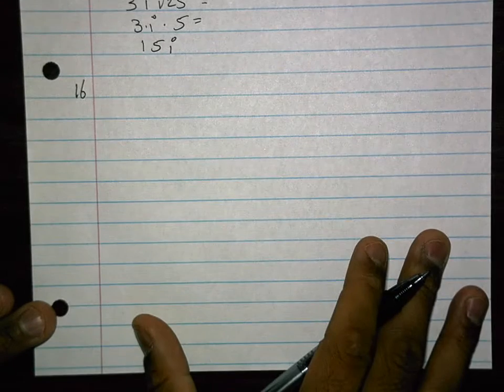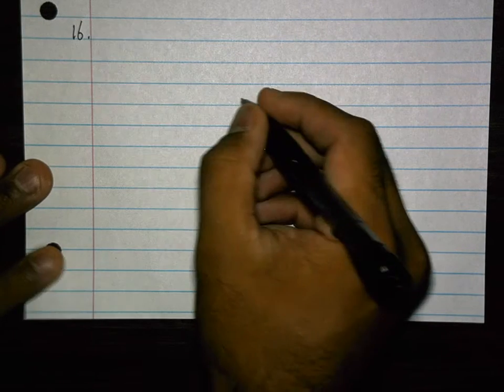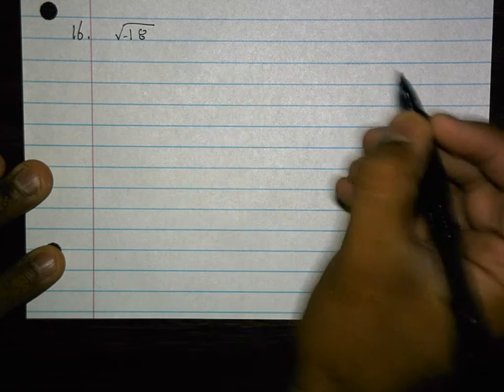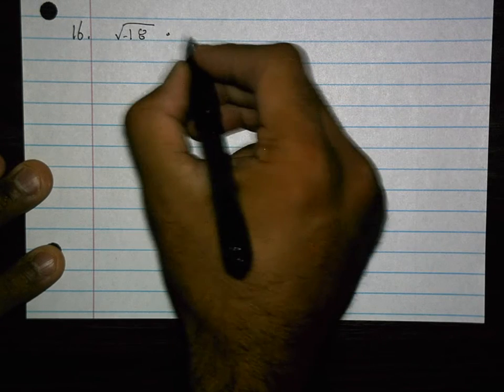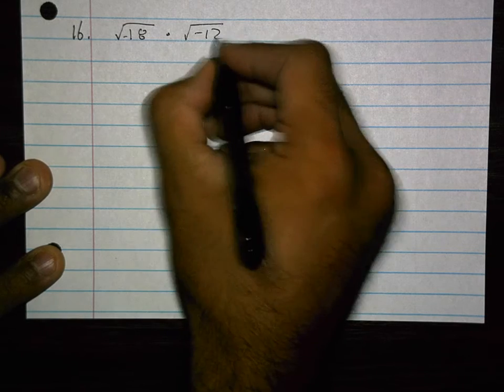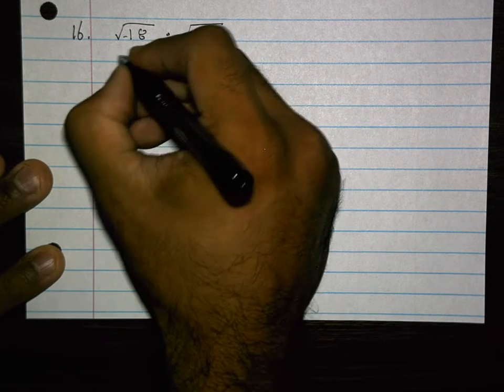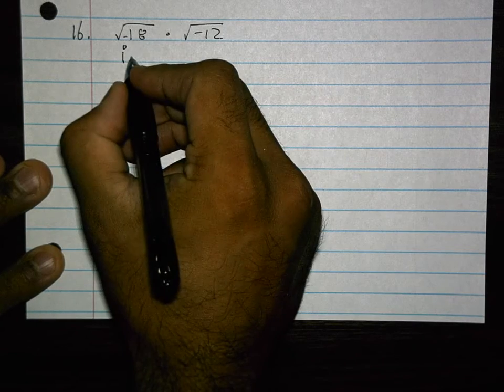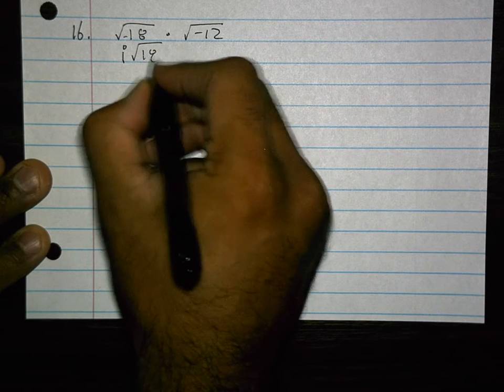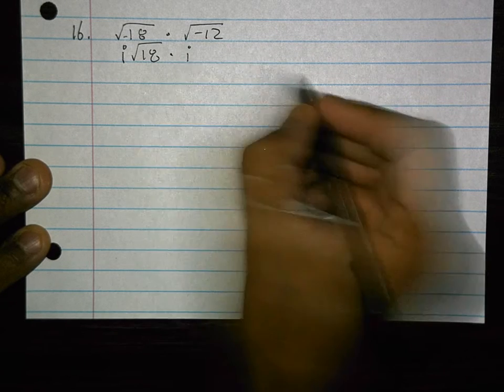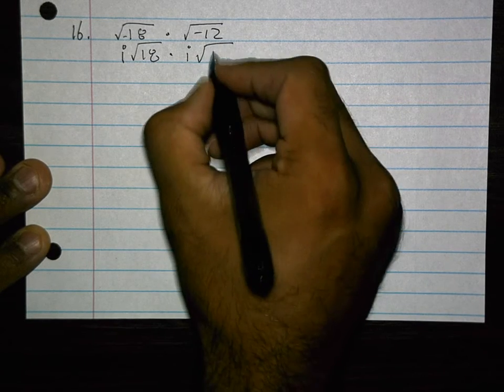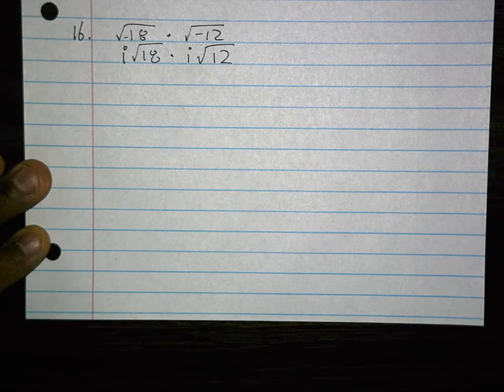16. 16 says square root of negative 18 times negative 12. So we have to deal with the i's first. So I'm basically looking at i root 18 times i root 12.